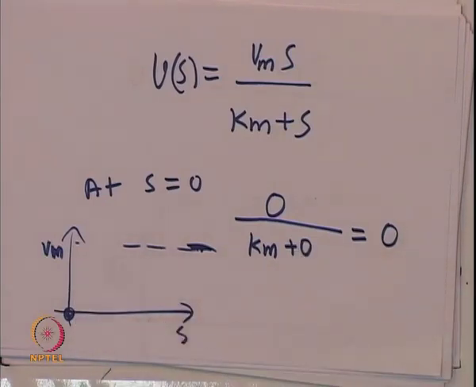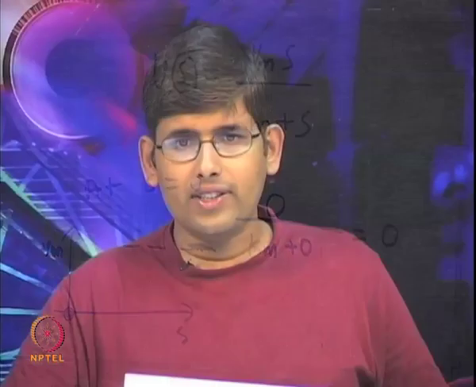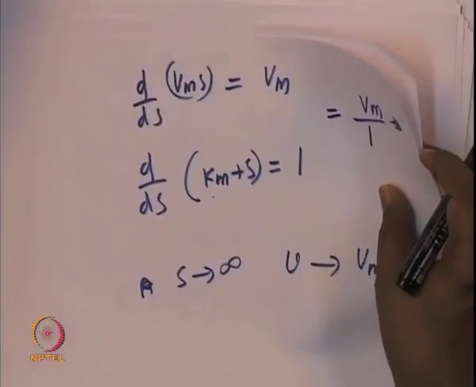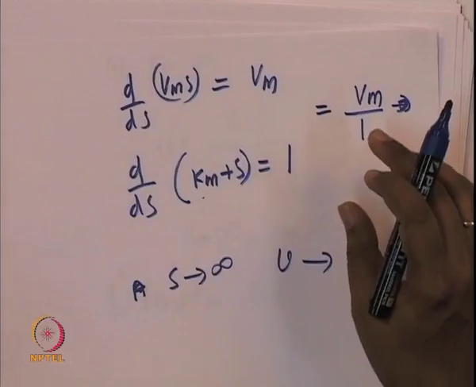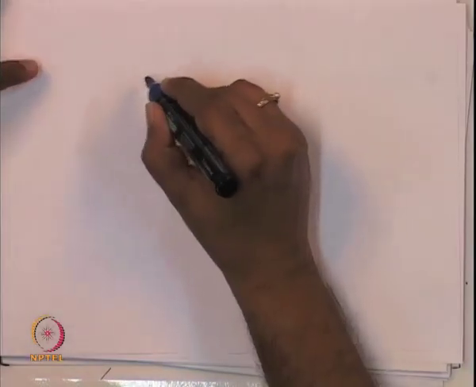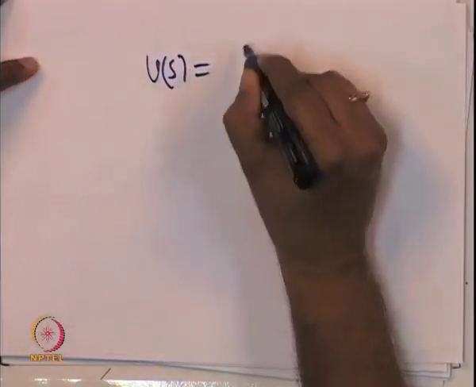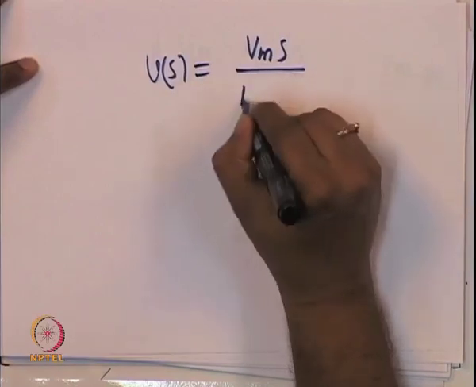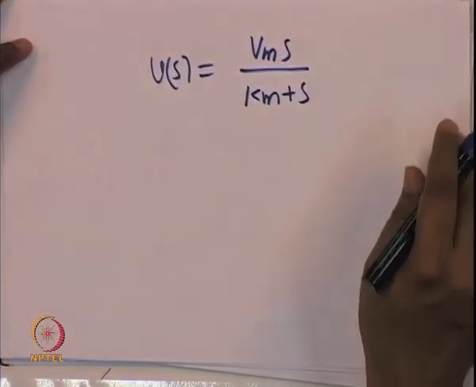So, the next rule that we learned is to find the first derivative and then see if there is any maxima or minima. So, what we need to do is find the derivative of this function. As per the rules we learned, we have to find the derivative of this function V of s equals Vm s by Km plus s.